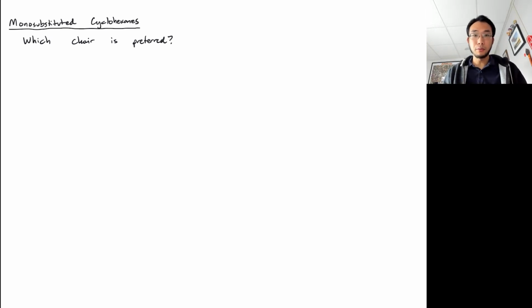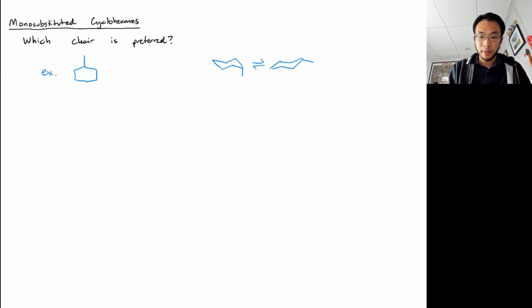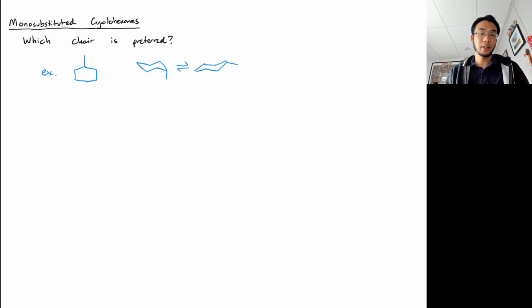Of course, that was just cyclohexane. What happens if you put a group onto cyclohexane? Really, when that happens, you have a question of which chair form is preferred. For example, if you have methylcyclohexane, you could draw that with the methyl group axial or with it equatorial, and those will be related by a chair flip.